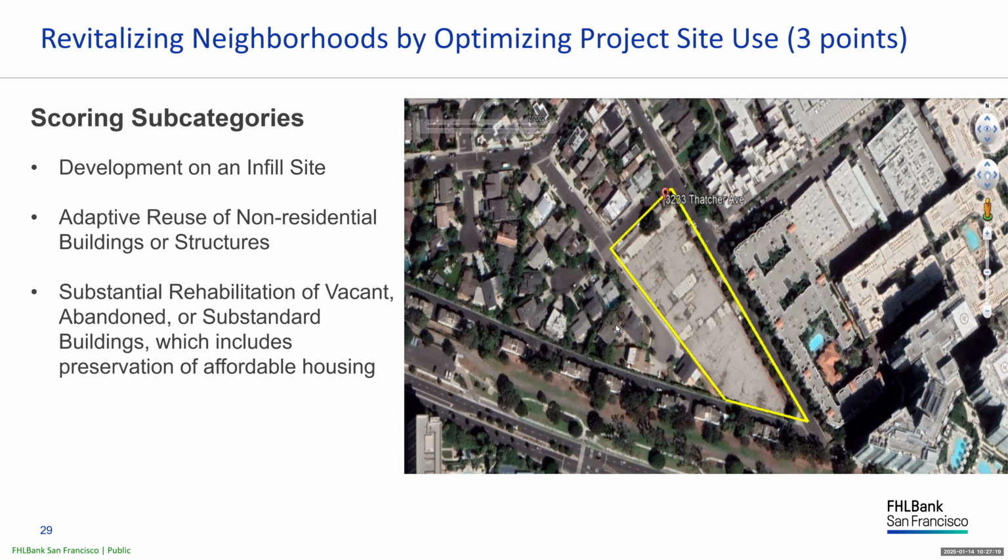Documentation requirements for adaptive reuse of non-residential buildings or structures need to clearly show the extent to which the project involves adaptive reuse. This can include photos of or other documentation, as long as they can clearly show the project's previous use. As noted earlier, the qualification criteria for substantial rehabilitation points is now based on the project's hard cost per unit, at least $25,000, replacing the previous requirement for a capital needs assessment.